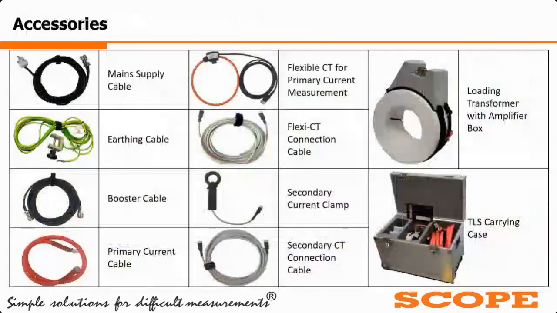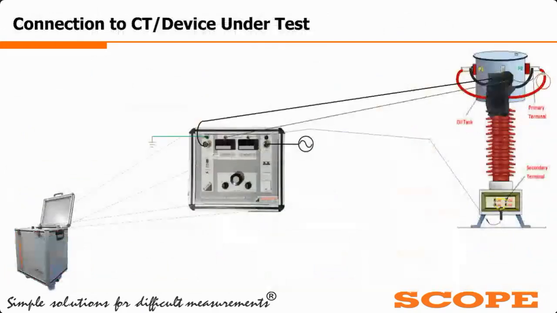So the accessories are: main supply, earthing cable, booster cable, primary current copper cable, flexible CT for primary current measurement, flexible CT interconnection cable, secondary clamp on CT, loading unit with amplifier box, and the TLS carrying case. In this TLS carrying case we can put all the accessories, and this is very convenient from the transportation point of view.